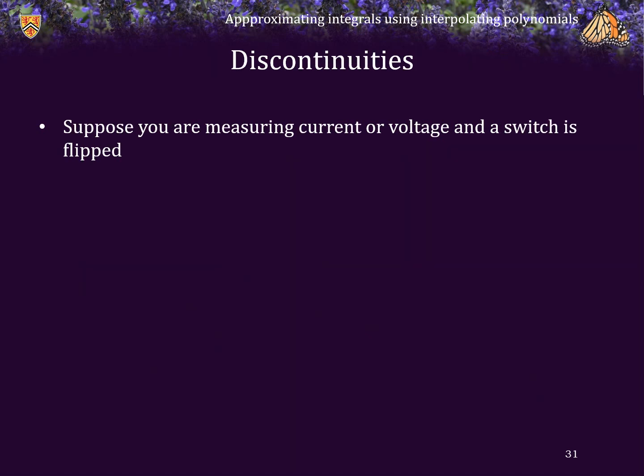All right, we've now seen various different ways of approximating the value of an integral. Now, suppose that we are measuring current or voltage, but at this point a switch is being flipped. A switch means that we are going from zero current to a significant non-zero current almost instantaneously, or the same with voltage, say going from 0 to 5 volts or from 5 volts to 0.